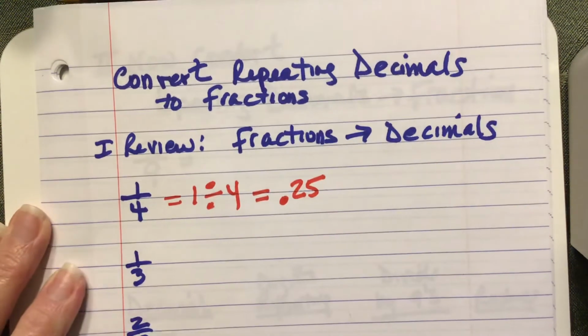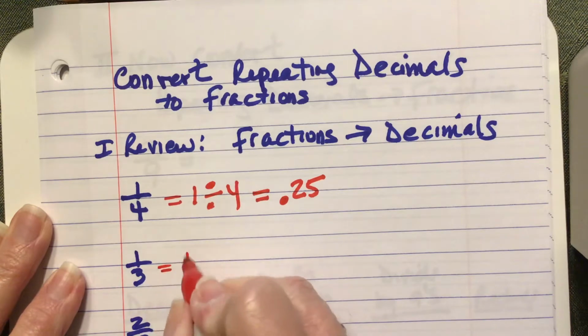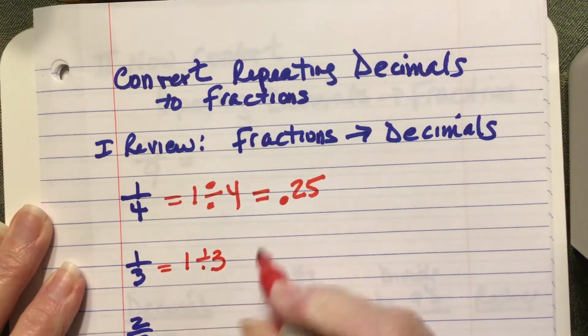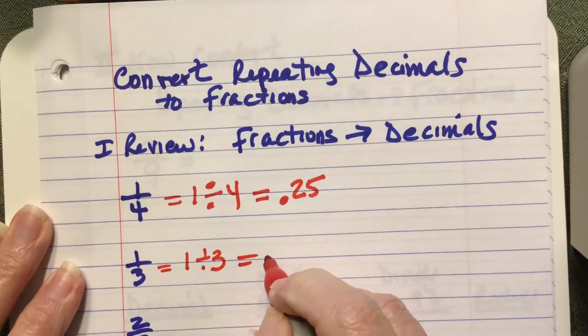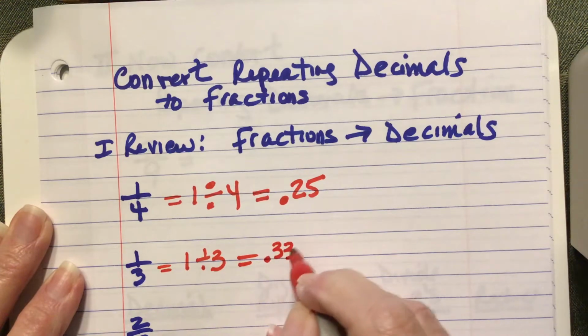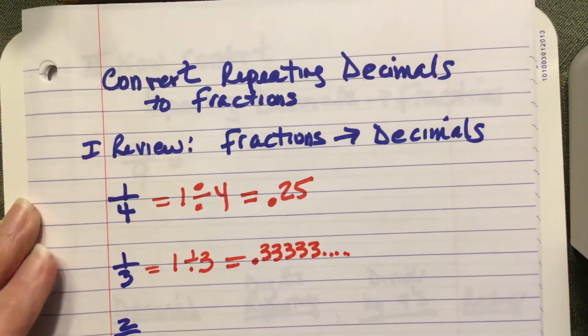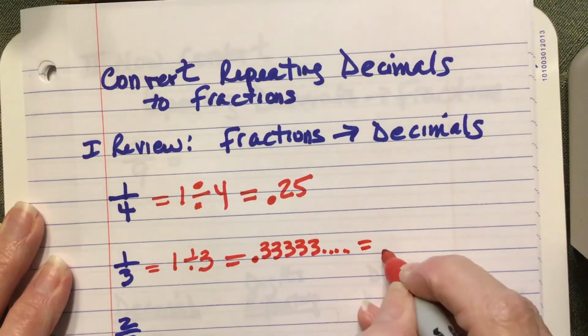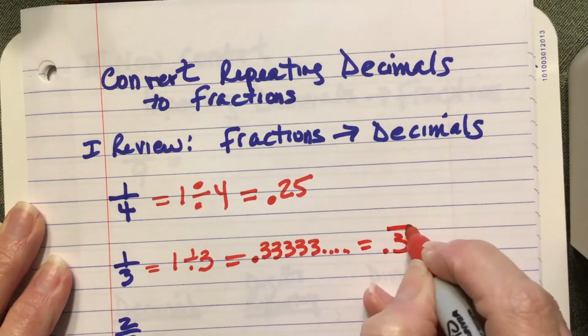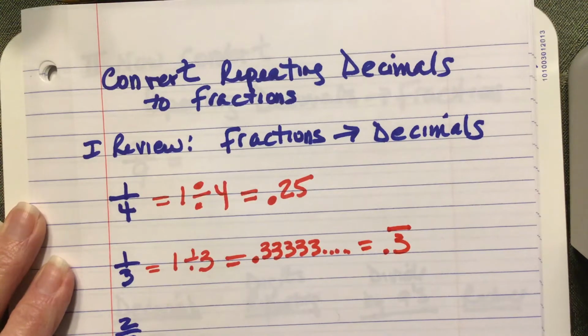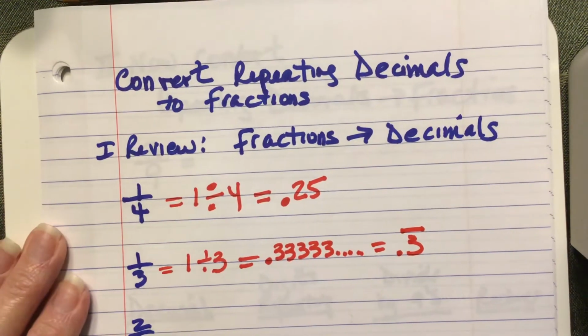So let's try 1/3. So this becomes 1 divided by 3, and on my calculator it says 0.3, and I keep going with my 3's. And how we write that is 0.3, because the digit 3 repeats, we put a bar over it, 0.3 repeating.